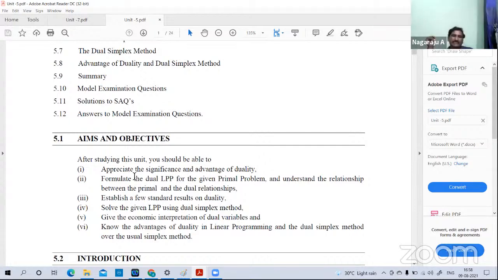Next, the sixth one is the advantage of duality in the linear programming problem and the dual simplex method over the usual simplex method. How it will be, we can check here. This is the overall idea.